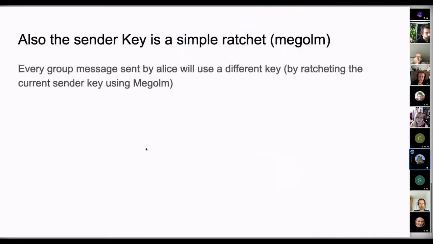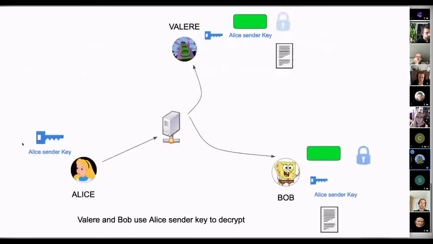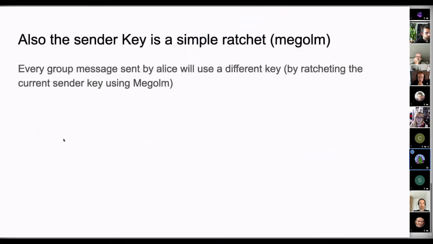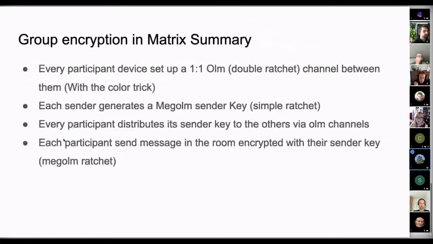Also, the sender key is a simple ratchet. So when I'm going to send the second message, I'm going to ratchet the key with a simple ratchet. This is my root sender key, and every new message will use a new key. But it will be fast because we don't have to exchange anything. Everyone already has the root key.